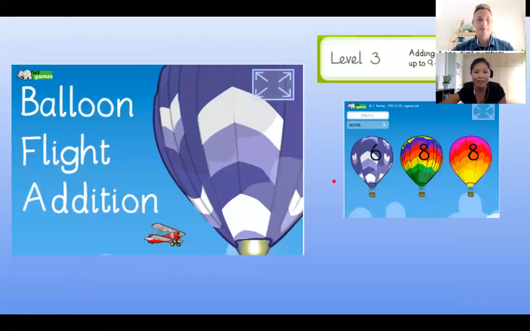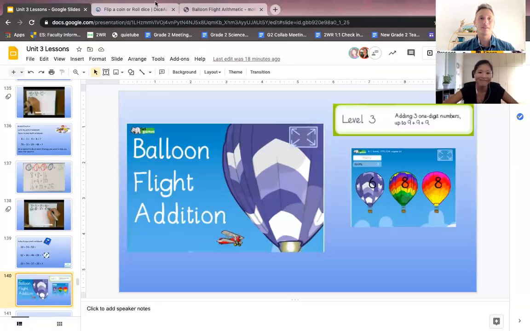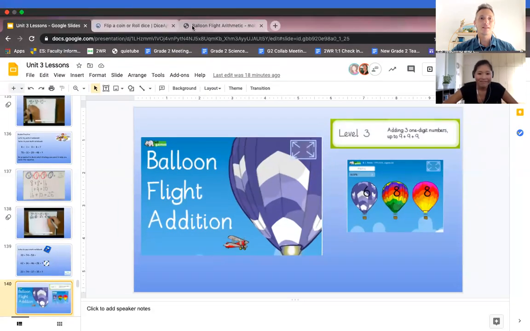Mr. Graham shared this awesome game with us, and it's called the Balloon Flight Edition. And the link is on the first page. But we would like you to go to level 3. Mr. Regan's going to show you how to play this game. All right, here we go. And it looks like this.